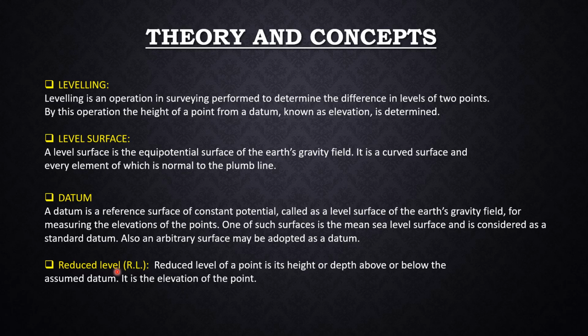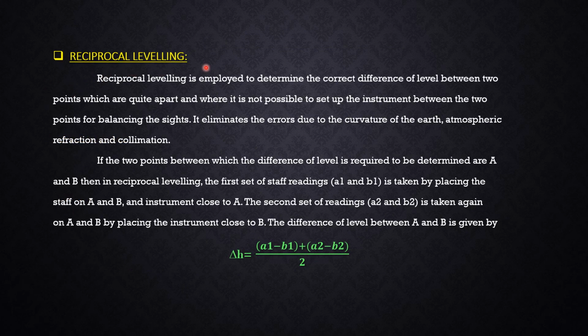Reduced level, RL. Reduced level of a point is its height or depth above or below the assumed datum. It is the elevation of the point. Reciprocal leveling. Reciprocal leveling is employed to determine the correct difference of level between 2 points which are quite apart and where it is not possible to set up the instrument between the 2 points for balancing the sides. It eliminates the error due to the curvature of the earth, atmospheric refraction and collimation.